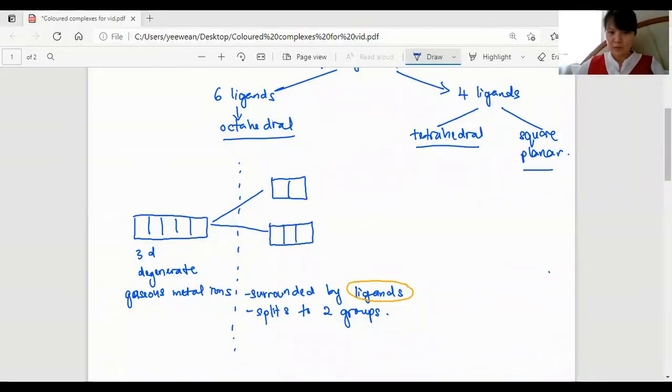If you read the textbook, you'll see a clause that says 2 of the metal ion d orbitals point directly at the ligands and so are raised in energy, whereas the other 3 d orbitals point between the ligands and are lowered in energy relative to the other 2 orbitals at the top. So like what I drew just now, there are 2 up here and 3 down here. Okay, what does that mean? I'll show you the picture up there.